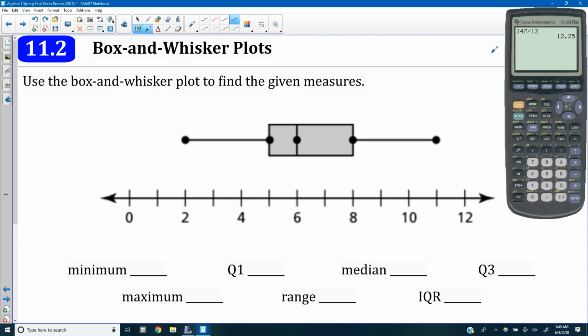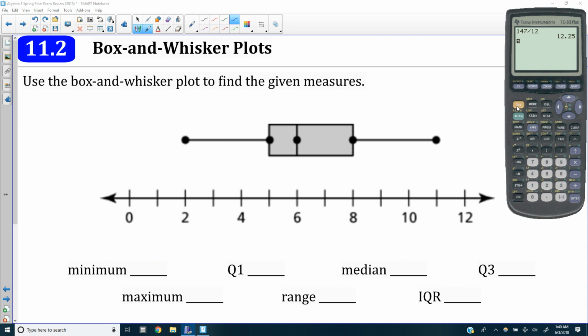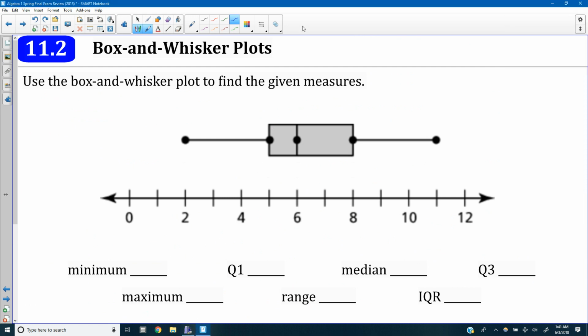Okay, use the box and whisker plot to find the given measures. Now, I'm not needing the calculator for this next step, so let's get that out of the way. Here's what a box and whisker plot tells you. First of all, there's a number line below, so these parts correspond to the number line. This is your min, this is your Q1, this is your median, your Q3, and your maximum.